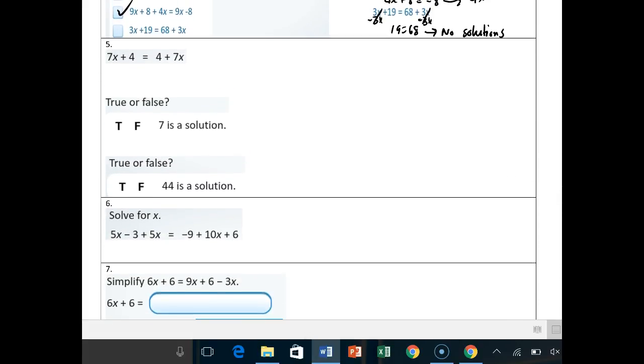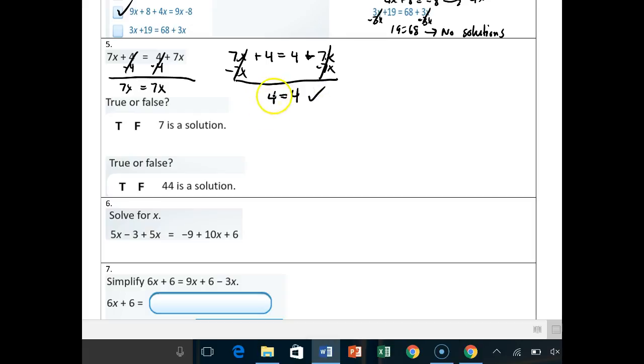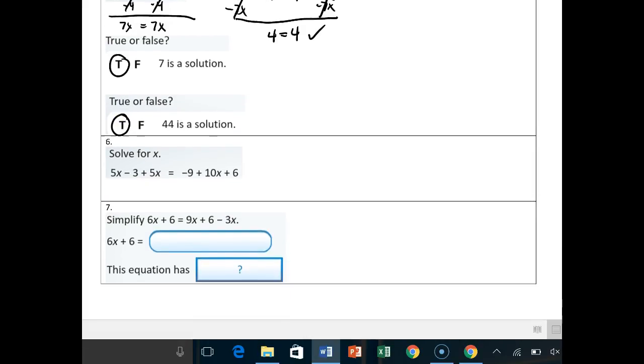All right, number 5. When I subtract 4 from both sides, these both cancel off, and I'm left with 7x equals 7x. Another way to think about it is the way we've always been doing it. It's to move the variables first. When I move the variables first and I subtract 7x from both sides, notice the difference this time. They cross off. I have no variables left, but this time 4 equals 4, which is a true statement. So therefore, I have an infinite amount of solutions. No matter what I plug in for x, everything will be a solution. So it's true that 7 is a solution. It's true that 44 is a solution. If I plugged in 1,688, it would be a solution.